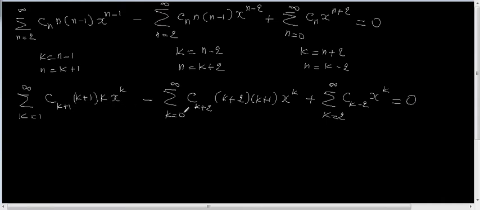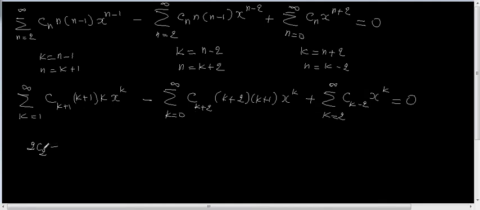Now we have three power series with the same exponent, which is k, but different starting indices. So we need to have a common starting index, which will be the highest among these three, that means 2. So from the first power series, I need to replace k with 1. When k is 1, we obtain 2c2. Then the remaining power series will start at 2.